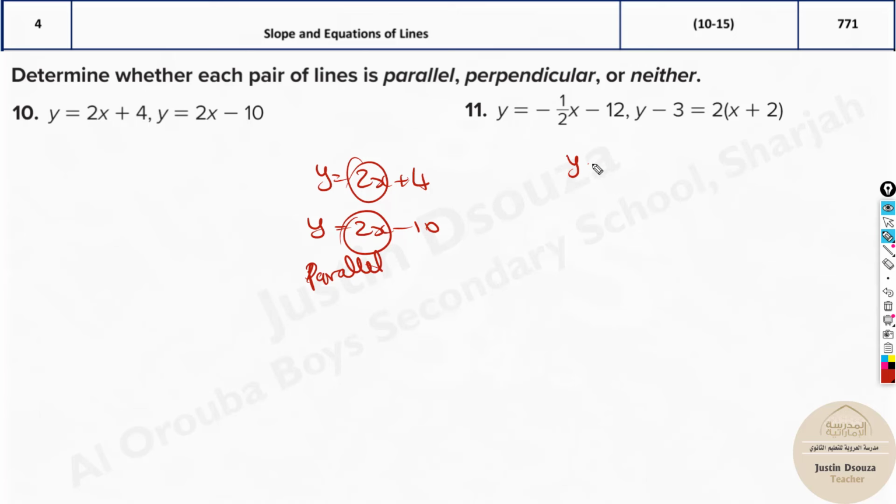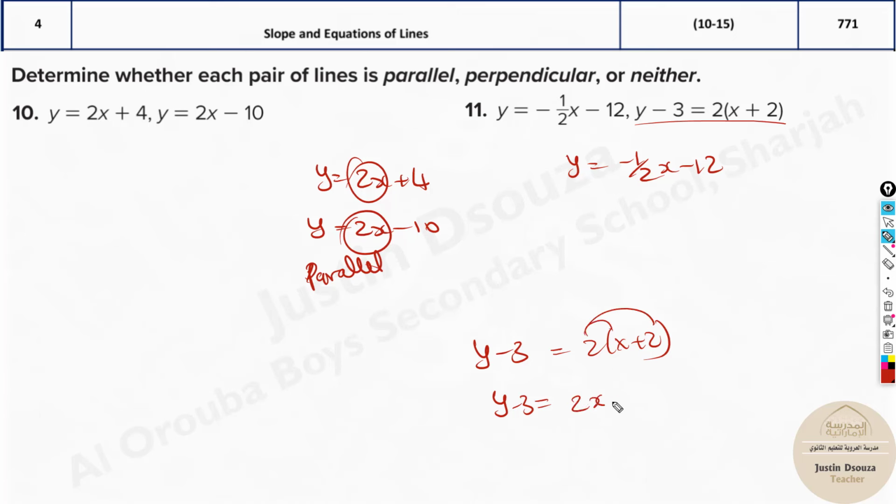Now over here, y is equal to negative half x minus 12. That's the slope-intercept form. Over here, this is not in slope-intercept form. Y minus 3 equals 2 times x plus 2, right? Let's solve it. Y minus 3 equals, multiply both the terms, 2x plus 4 when you multiply 2 times 2. Now you take 2x plus 4 plus 3. Why? Because this goes to the other side and becomes positive. So y is equal to 2x plus 7 now.